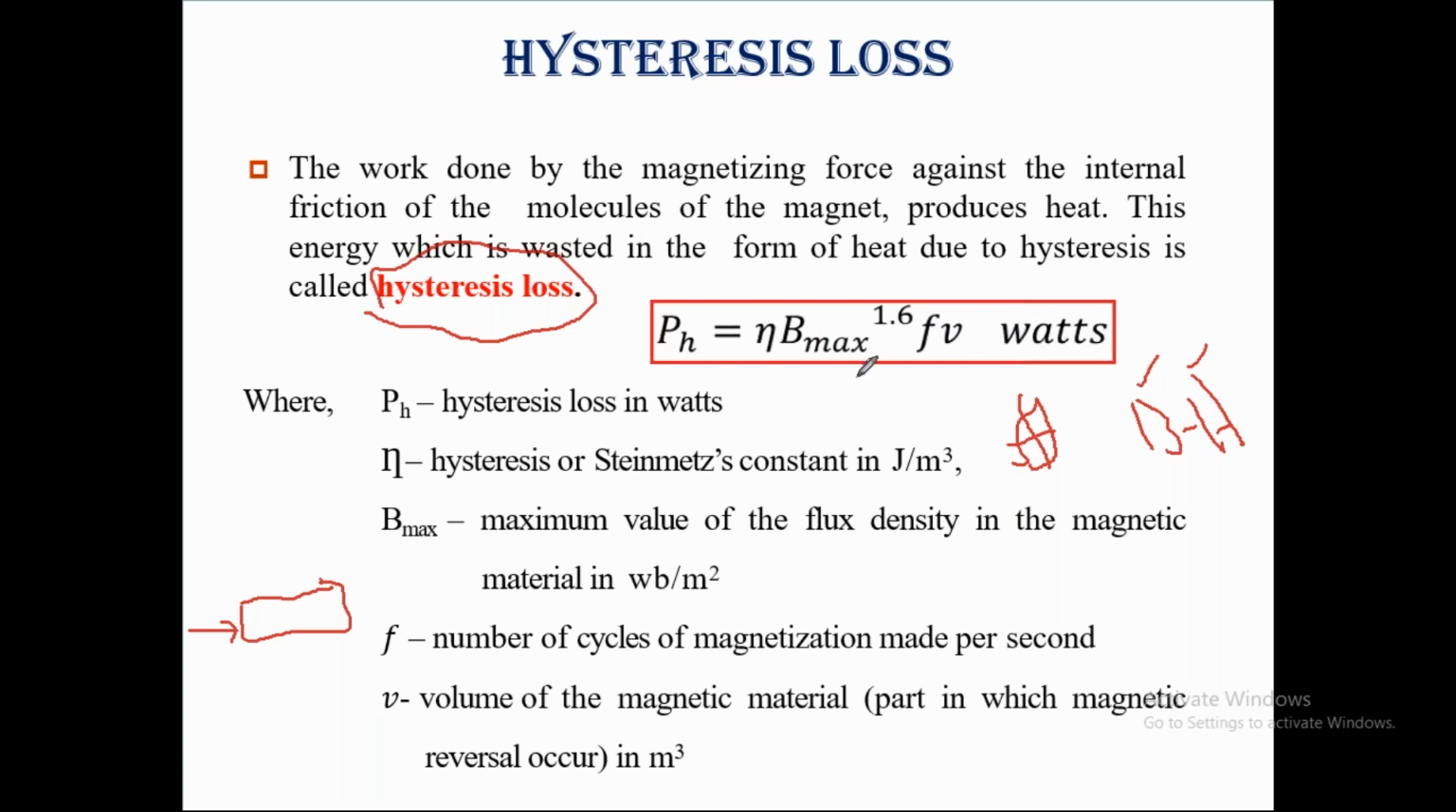Now what are the different parameters here? Ph is the hysteresis loss in watts, and η is called the Steinmetz constant, and its unit is J per meter cube. So what is the use of the Steinmetz constant, and what information does it give?